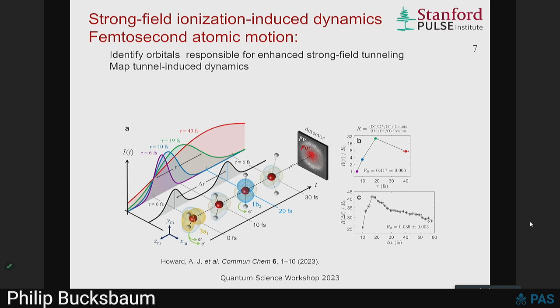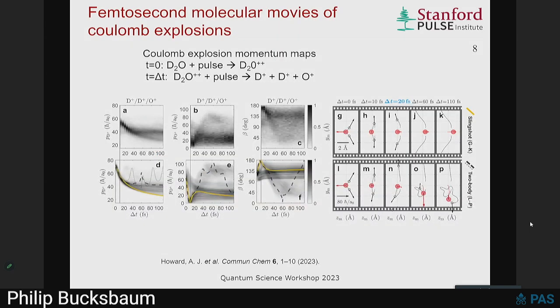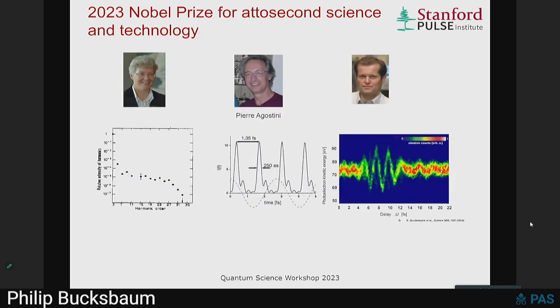Here's a very simple system we've already seen, the water molecule. The water molecule can be tunnel ionized twice with two pulses that are separated by a variable time delay. If you do that and take a look at the momentum of the charged fragments that come away from the water molecule, you can trace out all of the paths by which a strong-field water molecule dissociates, and use those to benchmark calculations that are trying to keep up with the coupled electron and nuclear dynamics as the molecule Coulomb explodes. I won't go into great detail, but it's a sprinkling of the ideas of how this can happen.